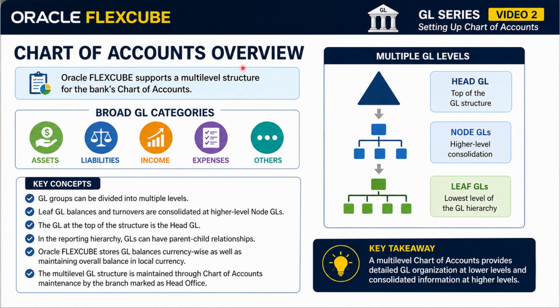Chart of accounts overview. Oracle FLEXCUBE supports a multi-level structure for the bank's chart of accounts. Broad groups of accounts can be created under categories such as assets, liabilities, income, and expenses, and these groups can be divided further into multiple GL levels. The GL at the top is called the head GL. The lowest level GLs are Leaf GLs, while higher level consolidation GLs are called node GLs. The hierarchy also establishes parent and child relationships between GLs. Oracle FLEXCUBE stores GL balances currency-wise, as well as maintaining an overall balance in local currency. The multi-level GL structure is maintained through the chart of accounts screen by the branch marked as the head office.